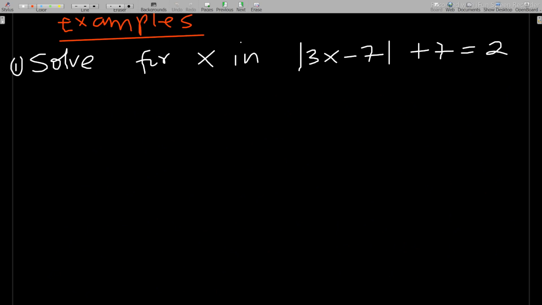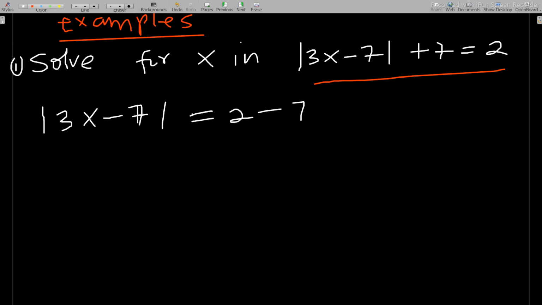So solve for x in this. To solve this, first of all, the first step is what? Isolate. We are supposed to isolate the absolute value at one side. So we have the absolute value of the expression 3x minus 7, which should be equal to 2 minus 7. And this will give us what? The absolute of 3x minus 7 is equal to negative 5. So this is what the first step talks about.